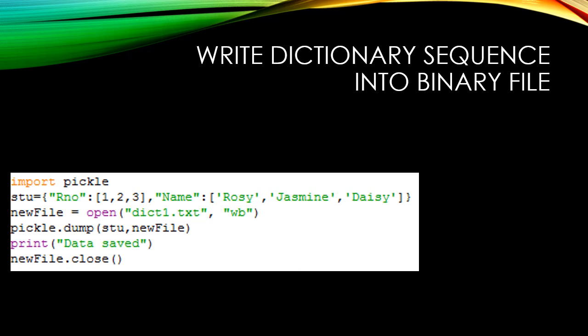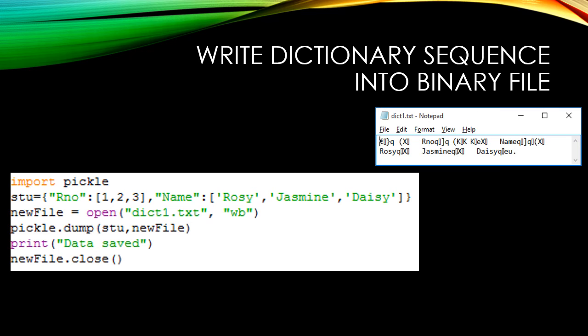We can store a dictionary also using the dump method. See here, the dictionary name is stu, and roll number 123 is a list of integers, and name Rosie, Jasmine, Daisy is a list of strings. So different types of data in a dictionary we are going to write in the file dict1.txt. Even though it is a txt file, we are giving the binary mode, so data will be stored in the binary format only.